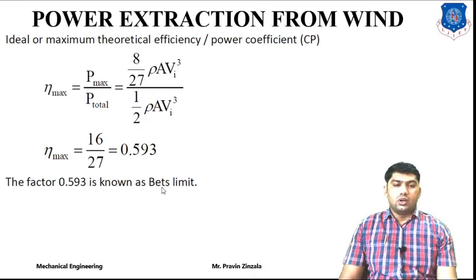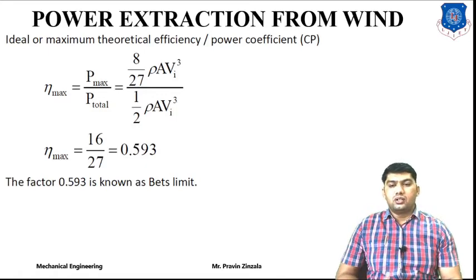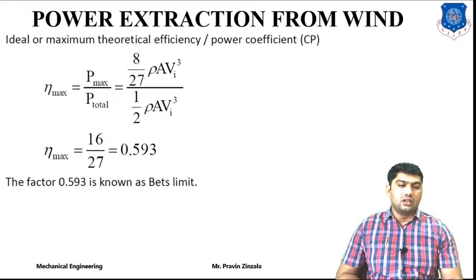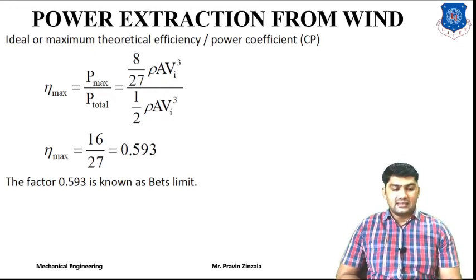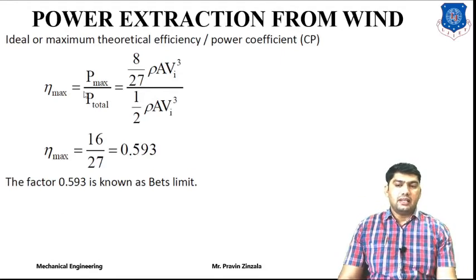0.593, means it's called Betz's limit. Its efficiency is near to 59.3%. So this is the maximum efficiency of a wind turbine. So it's called Betz's limit. Many times the exam also asks for the equation for Betz's limit. So you have to derive this equation, means maximum efficiency. First of all, you have to derive the equation of power, then the maximum power, and maximum efficiency, maximum power divided by total power, and you will get the answer of maximum percent. So it's called Betz's limit.